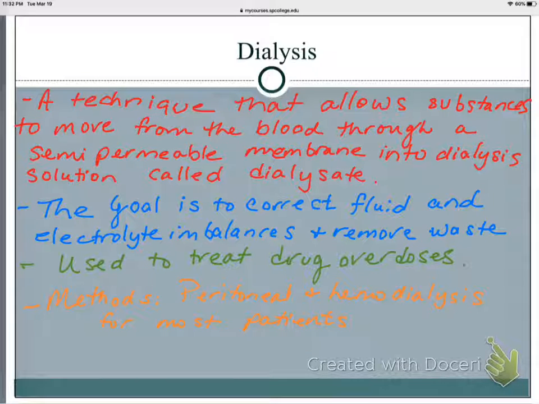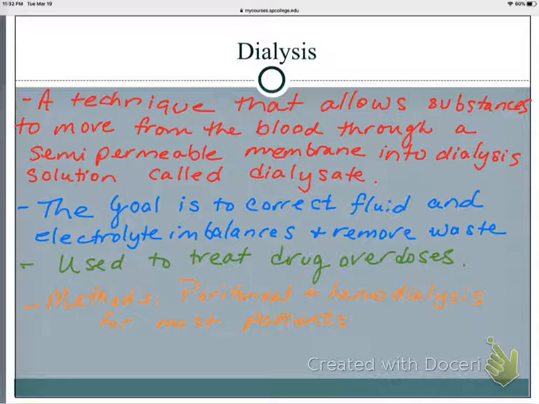So when we talk about dialysis, it is a technique that allows substances to move from the blood through a semi-permeable membrane into dialysis solution called dialysate. Okay, so that's just a general principle. It could be man-made, it could be our peritoneal membrane, but it's just a general definition, right?